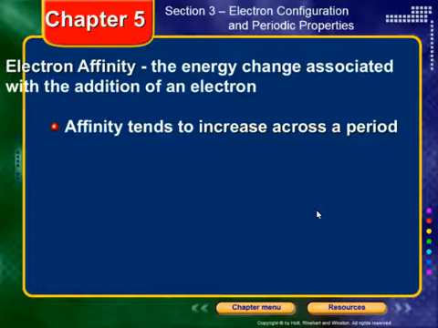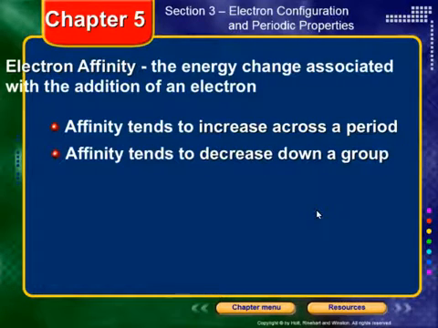Affinity tends to increase across a period. As you go from left to right, the affinity increases. Affinity tends to decrease as you go down a group.